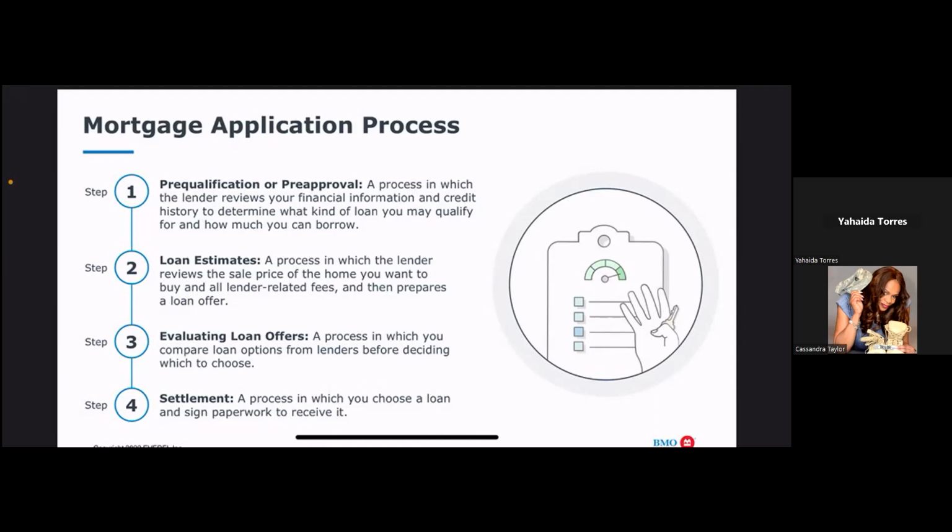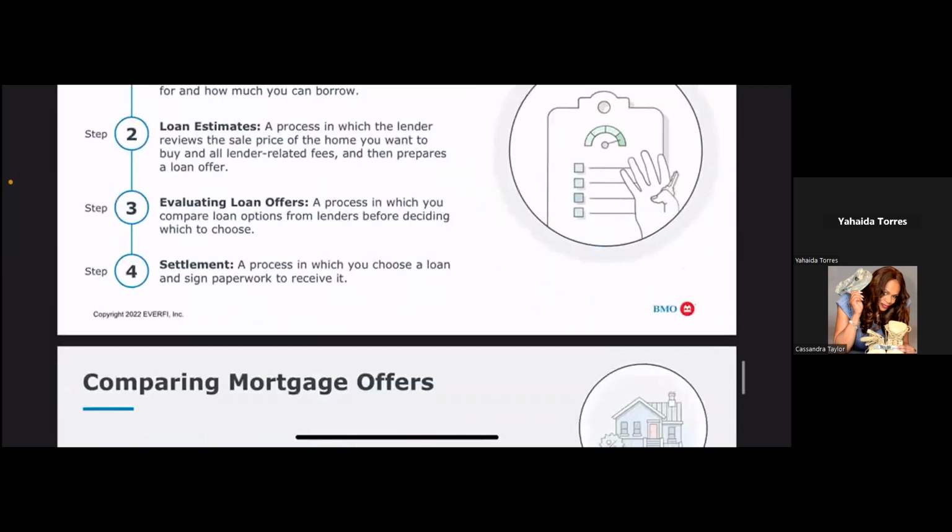And then you're going to get a settlement, which is a process in where you choose a loan and sign paperwork to receive it. So that's at the very end. You're going to get your settlement offer once everything's finalized. They did the appraisal. You're ready to close. You're going to get one final statement, one final paperwork that's going to tell you exactly what your mortgage payment's going to be, what the fees are associated with it. And that's the paperwork that you're going to sign at the end for your home.